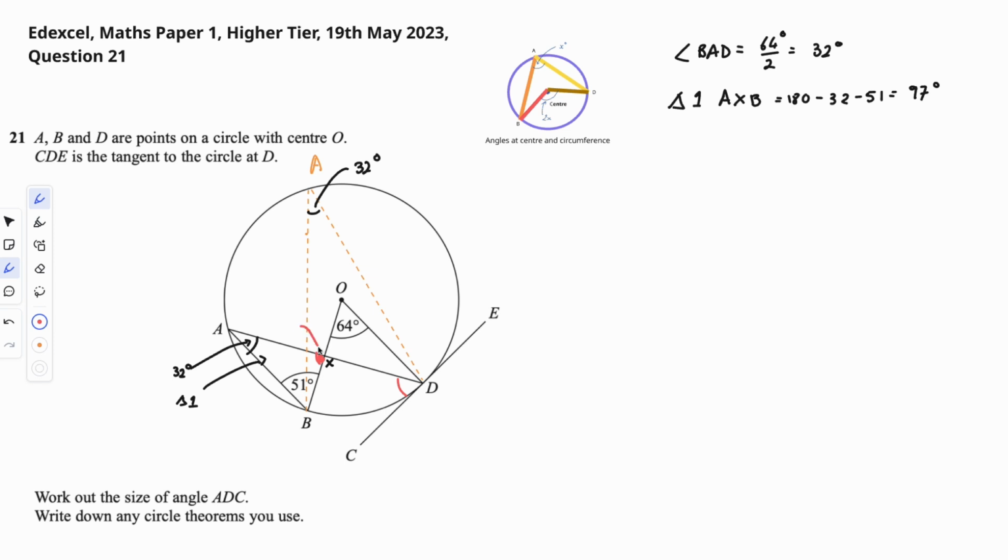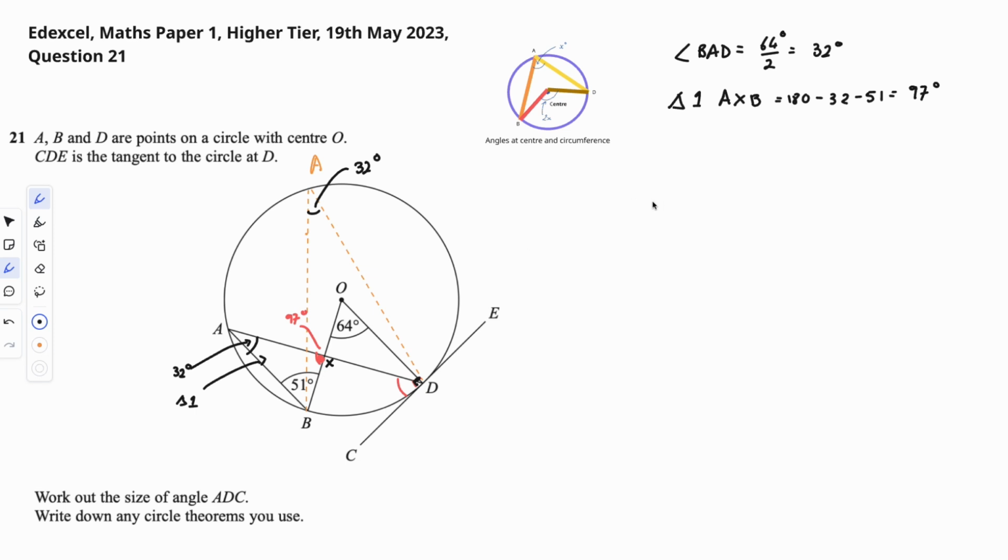is 97 degrees. Now, we still need to work out this angle here. We know that this is, I should put the right angle in there. We still need to work out this angle at this point, and we need to work out this angle here as well. Now, there's nothing else in our circle theorems that is going to help us work out what this angle is at this crossover.